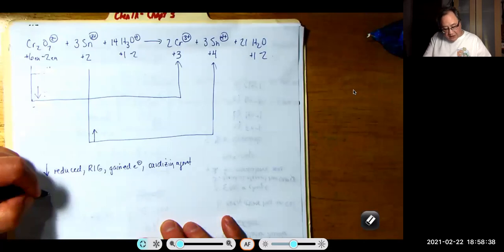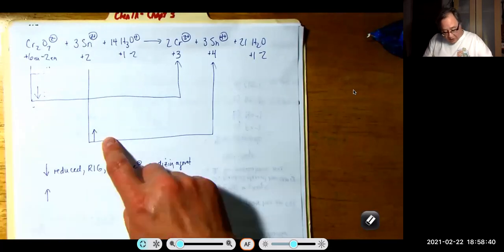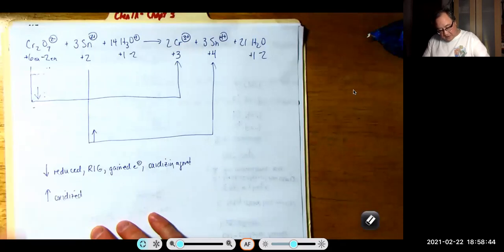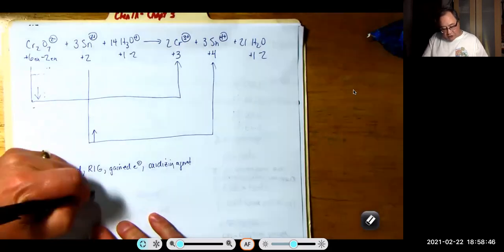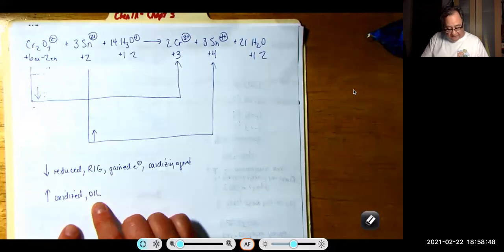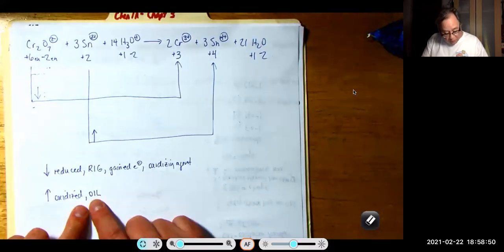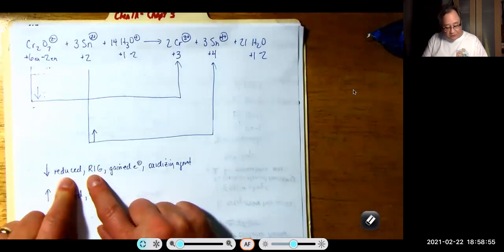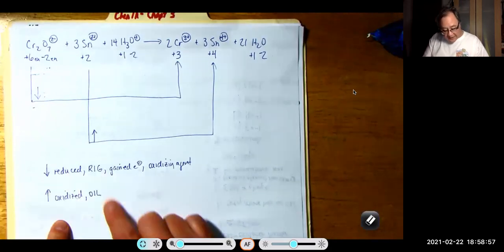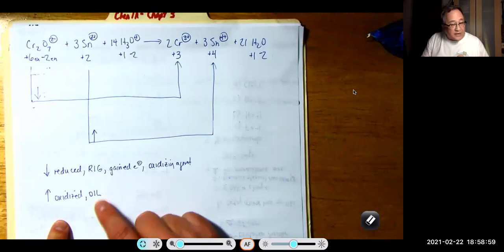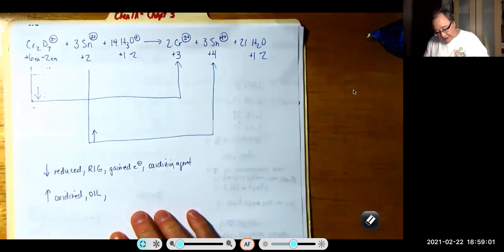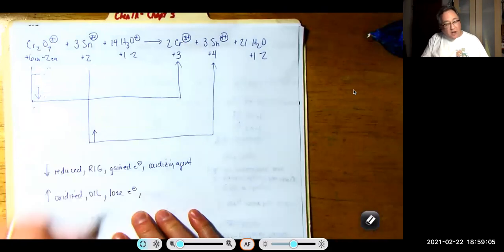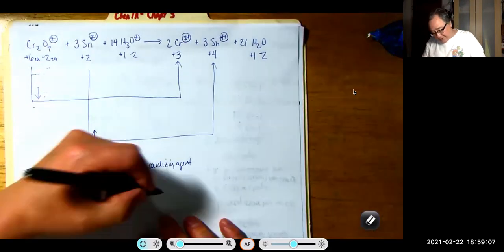Now, if the arrow goes up, that's an increase, and we call that oxidized. For oxidized, you use OIL RIG. Oil starts with O, matches oxidized. Rig starts with R, matches reduced. G is for gain electrons, and you can probably guess what L stands for, lose electrons. And if you're oxidized, you're the reducing agent.